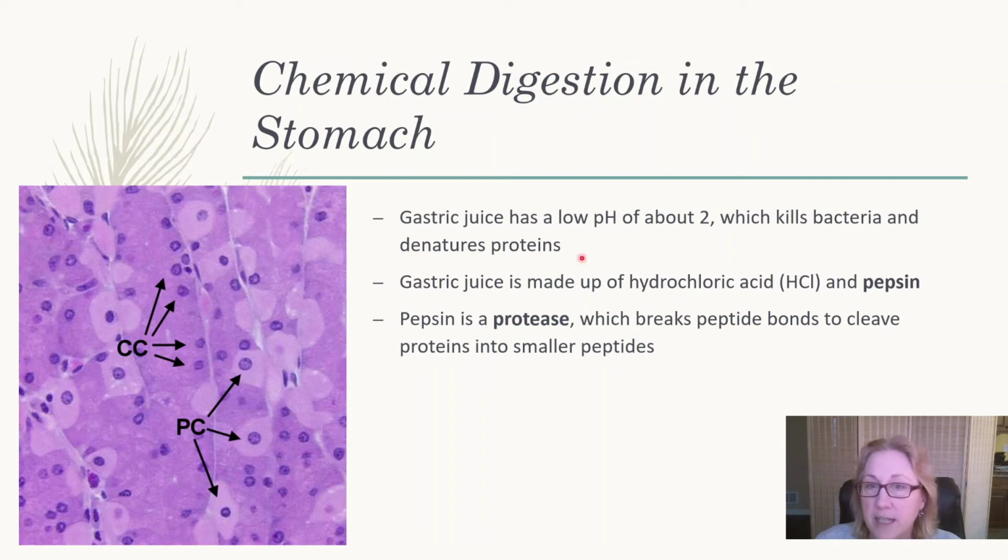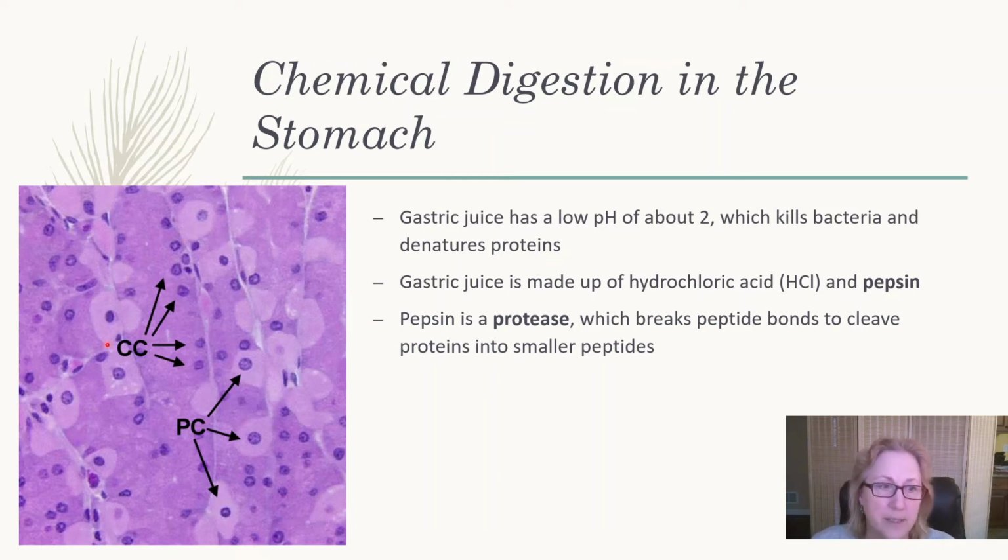It also denatures proteins, so pH is one of the things that denatures proteins. So just the acidic nature of the gastric juice is already helping to unfold these proteins so that the enzymes can get at them and help digest them.